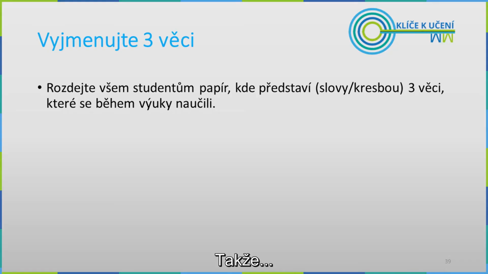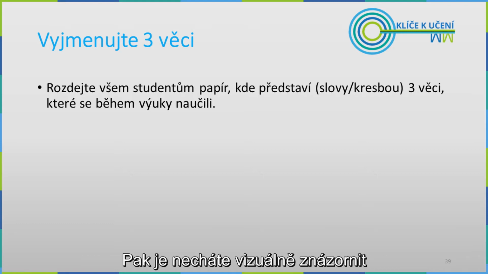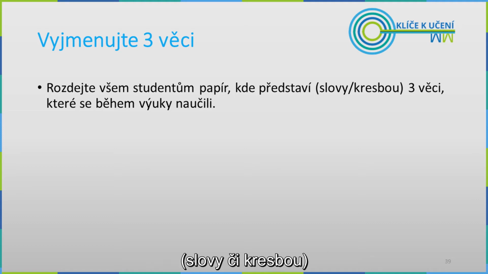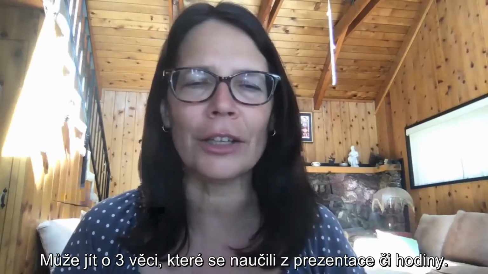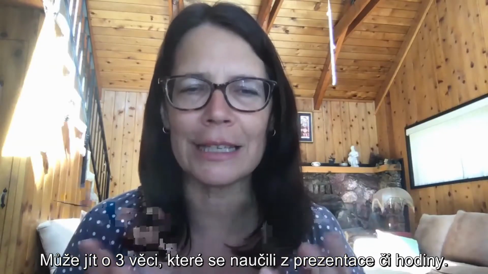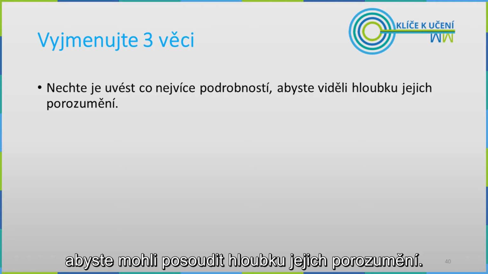The 3 things strategy involves giving each student a piece of paper and having them visually represent, either through words or drawings, 3 things they have learned about the lesson so far, or 3 things they learned from the presentation or the lesson. Tell the students to provide as many details as possible to determine the depth of their understanding.